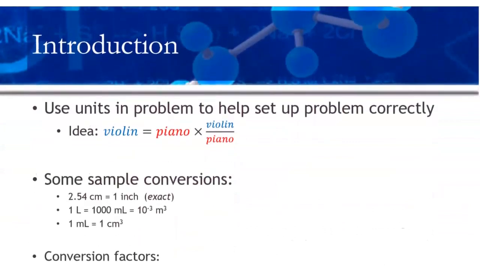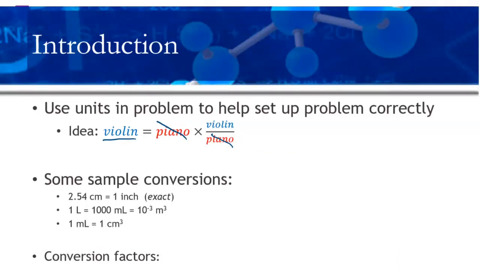So let's start by setting up the whole idea of the problem. The idea is, put in somewhat silly terms, that you can always write a violin in terms of a piano as long as you multiply it by a violin divided by a piano. Here the idea is that the piano in the numerator cancels out with the piano in the denominator in this ratio, and so you end up with just violin equals violin.